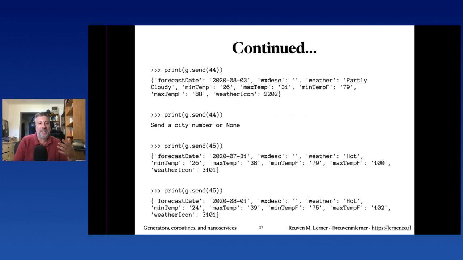Give me the next city and the next one. And the next one, I'm interested in each of these one at a time. And it's going to sort forward. You can see for city 45, we're getting the next one here, we're getting the next one here. And so basically when we get to the end of the forecast for a particular city, then it comes back to this and says, okay, I'm done with that. Send me a city number or none to exit.